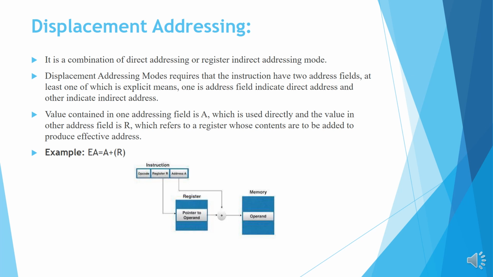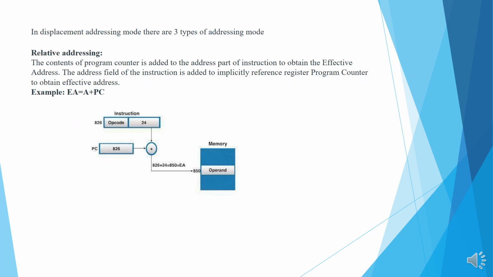For example, A plus R. Relative addressing: the content of the program counter is added to the address part of the instruction to obtain the effective address. The address field of the instruction is added to the implicit reference register, the program counter, to obtain the effective address.